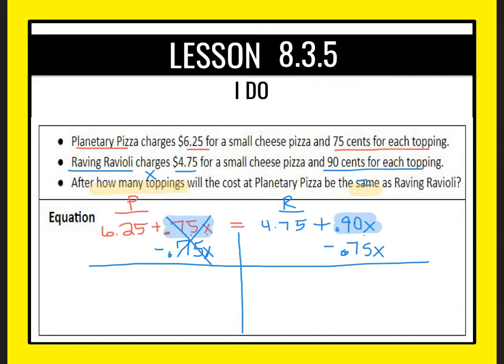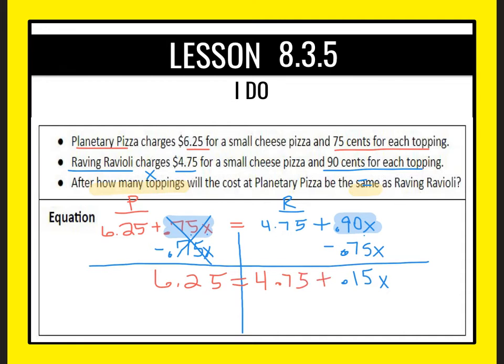Okay? So when I subtract this, I get 15 cents x as my difference. Okay? And I'm going to bring everything else down. So I have 6.25 left on this side equals 4.75 plus 15 cents x.